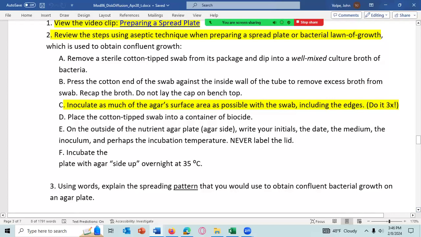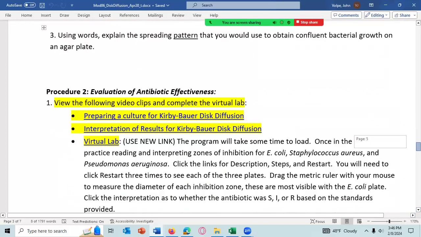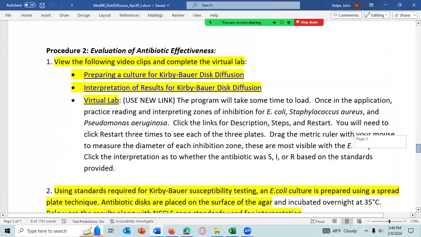Any question about that? All right. Procedure 2, view the following video clips. Preparing a culture for Kirby-Bauer disc diffusion. Watch that video. And then 2, a video on interpretation of the results of the Kirby-Bauer disc diffusion test. And then we have a virtual lab for you to run.